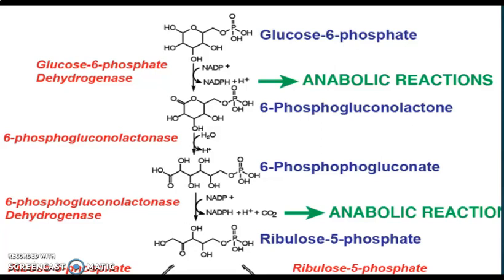So this is the reaction. Glucose 6-phosphate molecule, with the help of the enzyme glucose 6-phosphate dehydrogenase, this is the first step, is converted into 6-phosphogluconolactone. Then it is an anabolic reaction. Why? During the conversion of glucose 6-phosphate to 6-phosphogluconolactone, what happens? Oxidation occurs and this results in a molecule of NADPH plus H plus. So the building up of the intermediates occurred during this step. So that's why it is called an anabolic reaction.